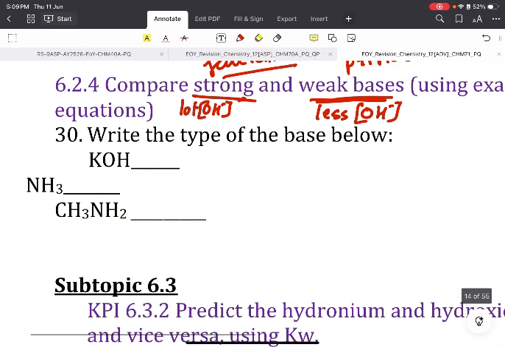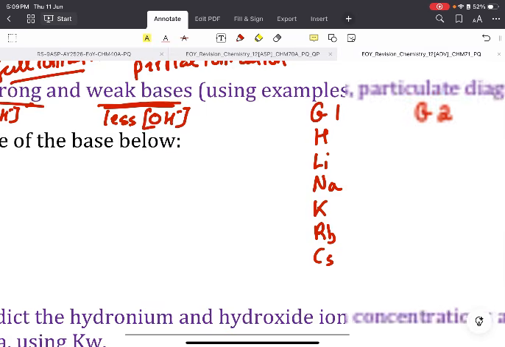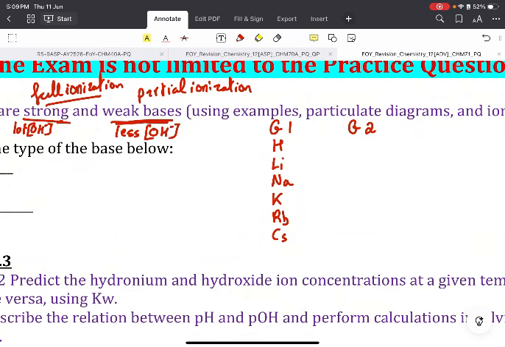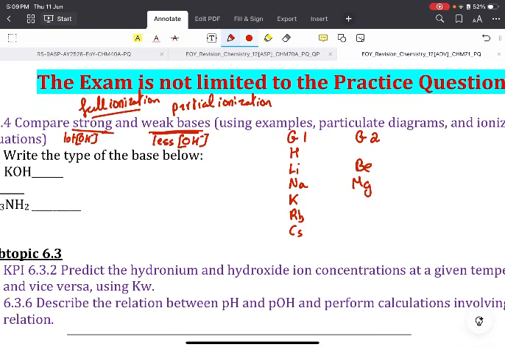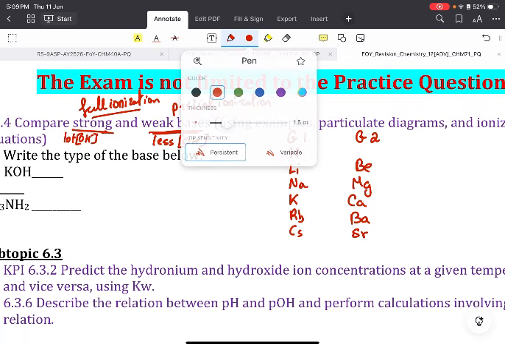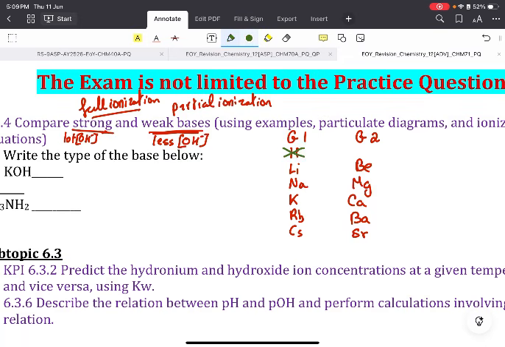So let's write here. Write the type of the base below. I'm just going to write also the list here so that you can remember it. I have beryllium, magnesium, calcium, barium, and strontium. So for group 1, of course not the H, it's going to be group 1 hydroxide. And these two form weak bases, while the last 3 form strong bases.